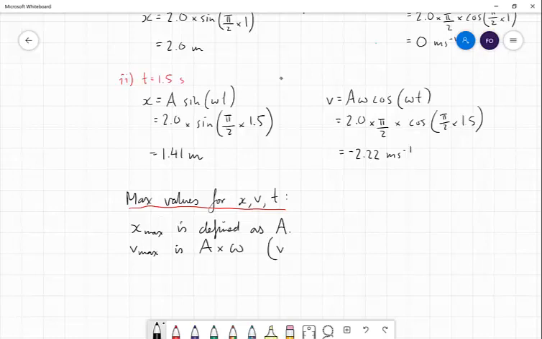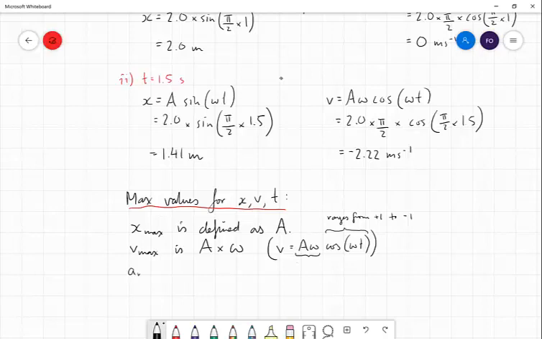So v is equal to a omega cosine of omega t, and cosine of omega t ranges from +1 to -1. So the biggest value this ever takes is 1, which means the biggest value that v ever takes is a omega. So v max is equal to a omega, because this bit here never gets bigger than 1.